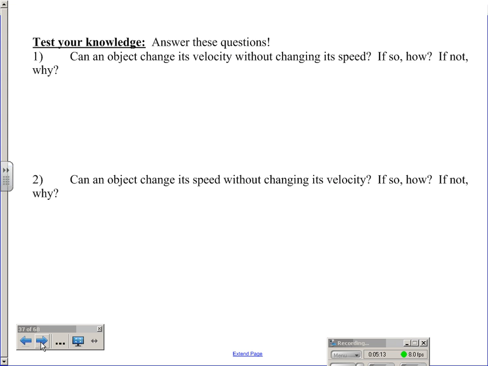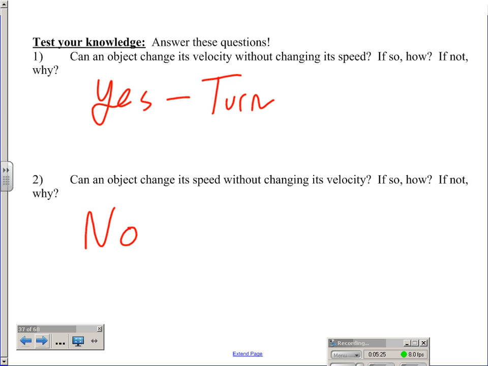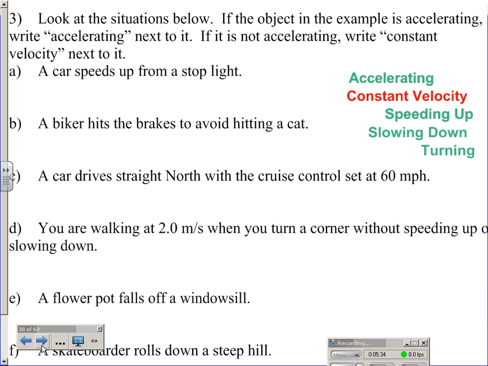Can an object change its velocity without changing its speed? And the answer is yes. Just by turning, right? Can it change the speed without changing its velocity? And the answer is no, because to change your speed, you've got to speed up or slow down. And if you do that, you've changed your velocity.